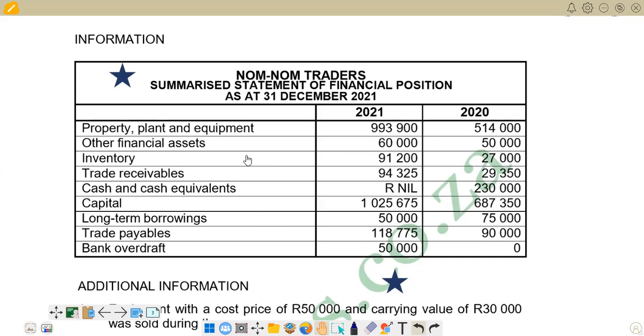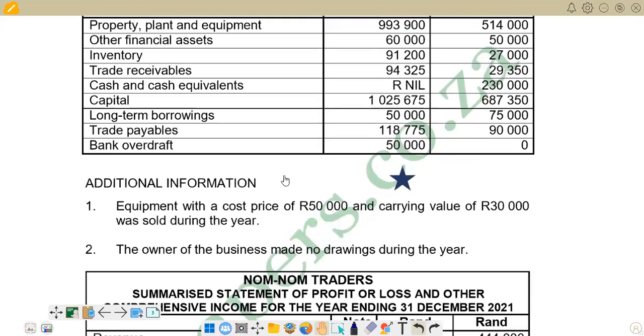We have these balances for Nom Traders, summarized statement of financial position as at 31 December 2021. We are given the balances for 2021 and then for 2020. Remember, 2020 is the previous financial period, and the current financial period is 2021. And then we also have the additional information. We've got equipment with a cost price of 50,000 and carrying value of 30,000 rands that was sold during the year. And on number 2, the owner of the business made no drawings during the year.